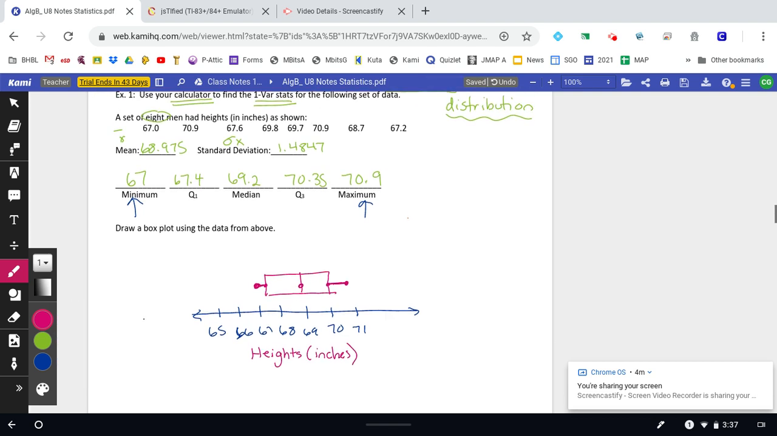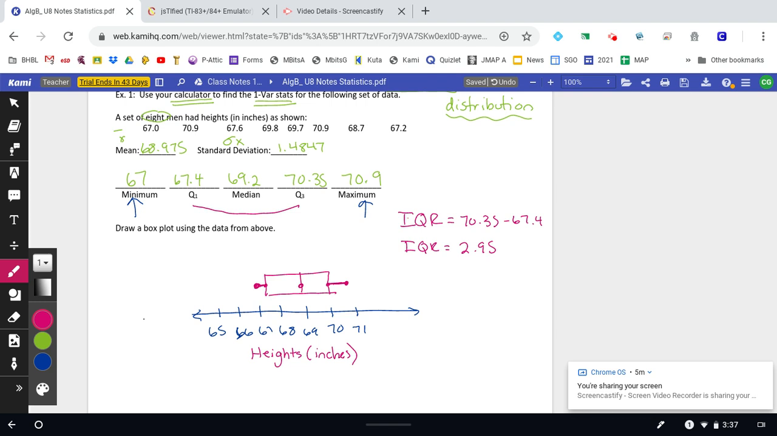What does this show us? It's fairly evenly distributed. Most of the heights are between 67 and 70.35. One thing we could find is the interquartile range. If I do 70.35 take away 67.4, the calculator doesn't do that for us, but that's okay, we can subtract. 70.35 minus 67.4 gives us an interquartile range of about 2.95.